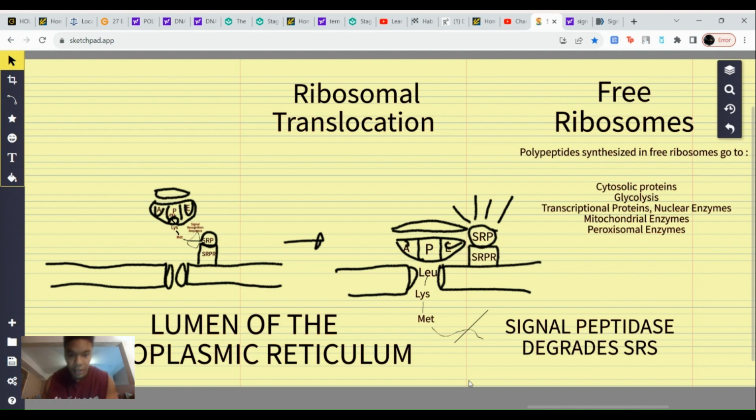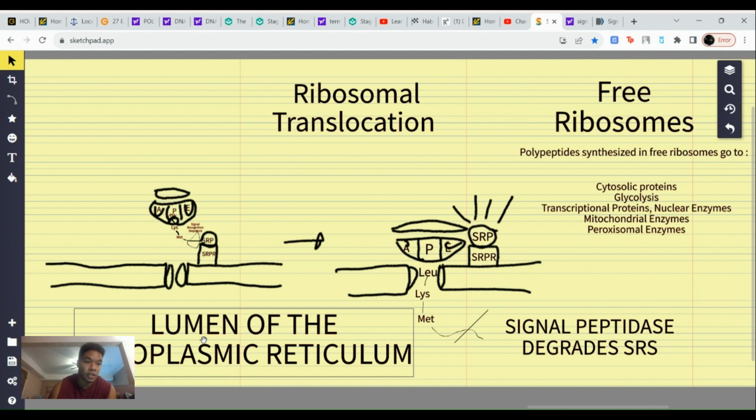To begin this video, we're going to go with ribosomal translocation, what happens after translation. So ribosomes can either be in the cytosol or cytoplasm in the cell, and those are known as free ribosomes, which are over here. And then we have ribosomes that are located on the endoplasmic reticulum.